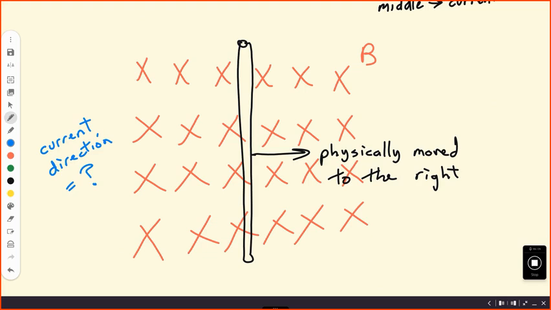So pointer goes with the field lines. Thumb goes with the way the wire is physically moved. And then your middle finger tells you the direction of the new induced current. And what direction is that going to be, Ken? Upwards. So the new current is going to go upwards. So this is your answer.